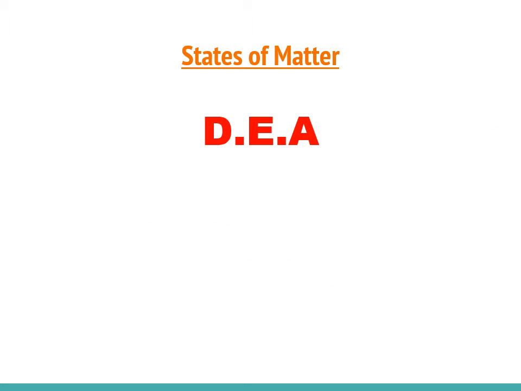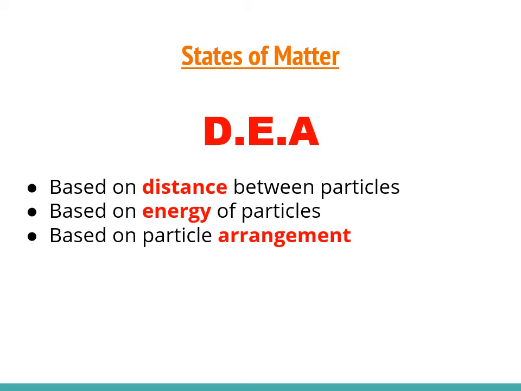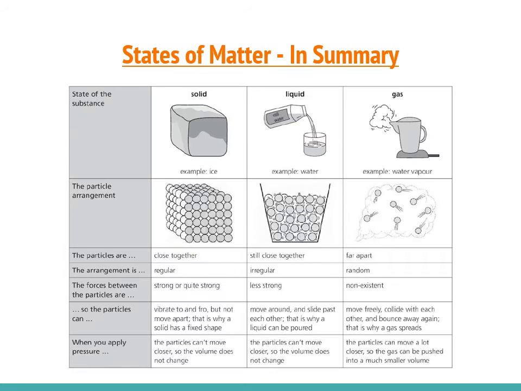To explain the properties of matter in detail, you just need to memorize D.E.A. In this case, D is for the distance between the particles, E is for the energy of particles, and A is for the arrangement of the particles. To summarize, matter exists in solid, liquid, and gas.